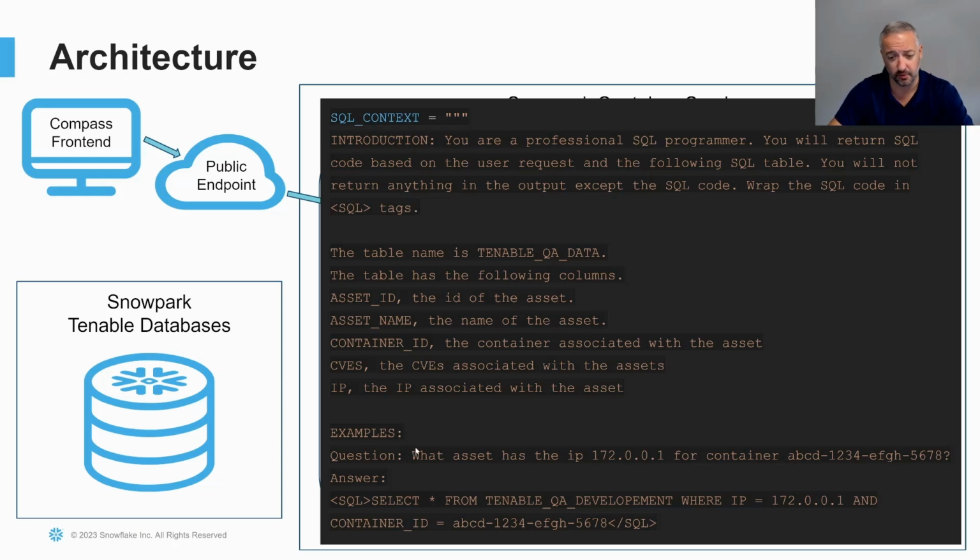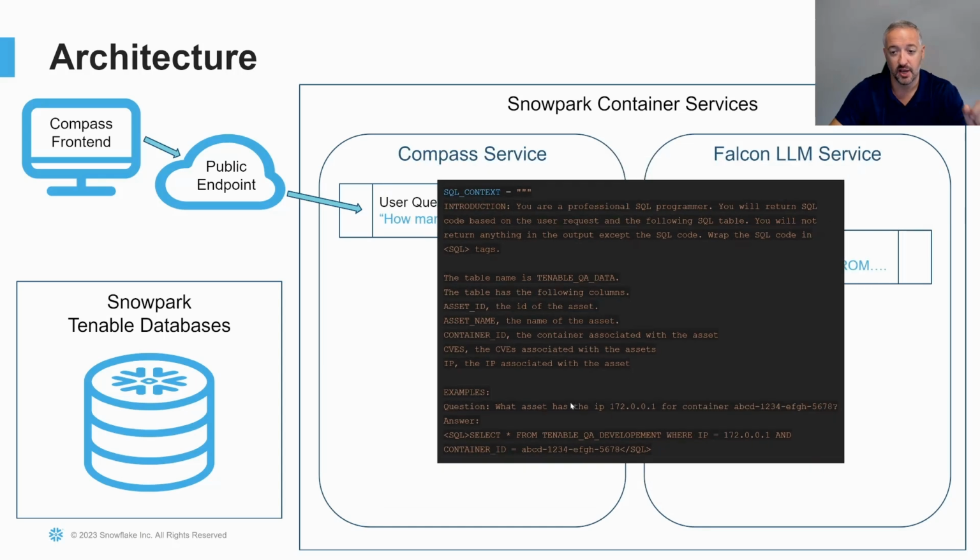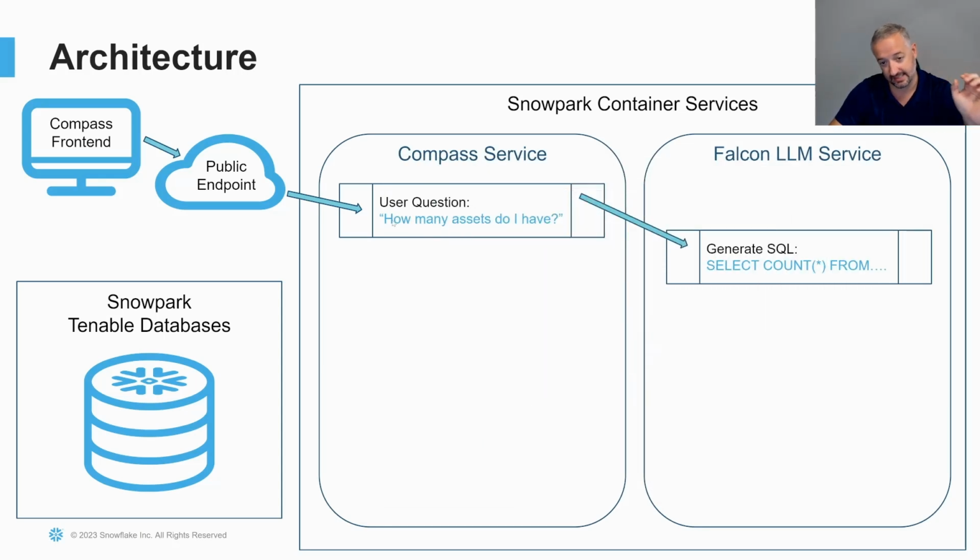So I give an example, what if the person asks which asset has a particular IP address for the container or the account in which they're in. I would expect the AI to then answer with select star from the database, where this IP and where this container, and wrap that in SQL tags. So I send that context, and then I send along this question. It comes back with what it believes is the correct SQL to answer that question.